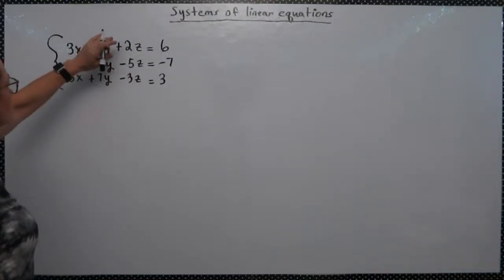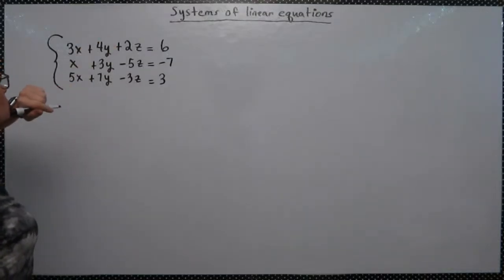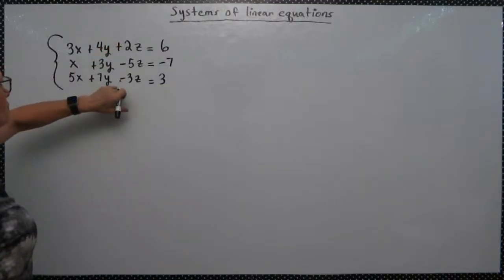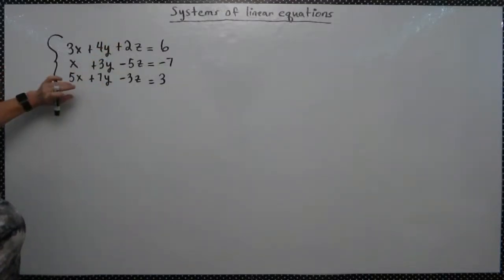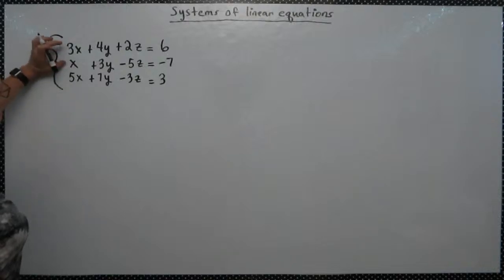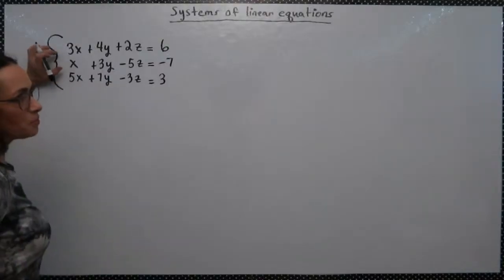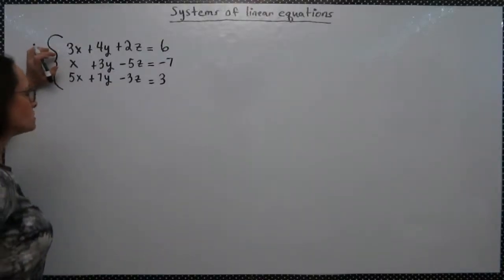I think I'm going to be able to eliminate C pretty quickly out of at least two of them. So what I'm going to do is add the first two, and I'm going to add the first and the third. You can add any two equations together in your system, as long as they're not the same ones. You'll end up with the same equation, obviously.